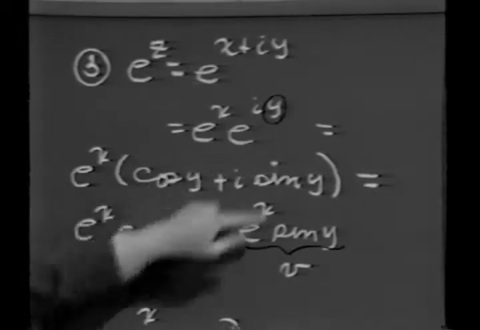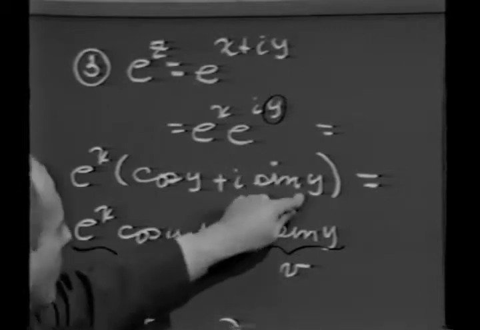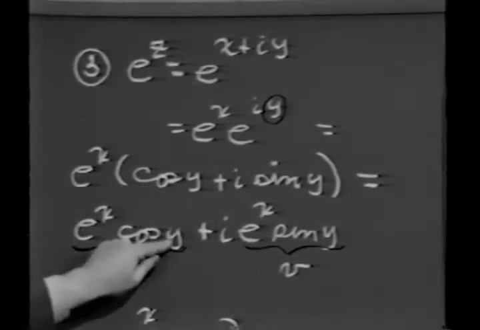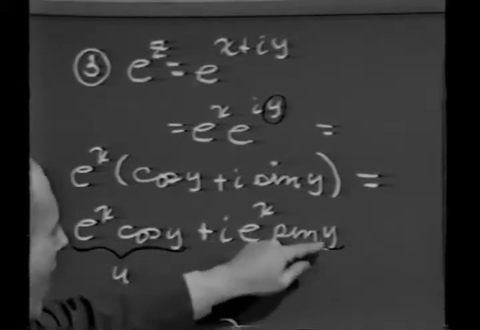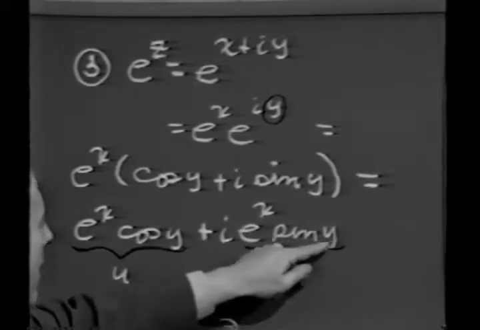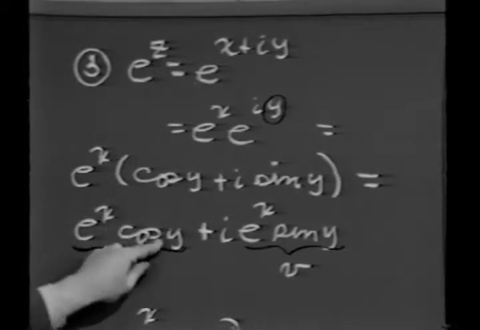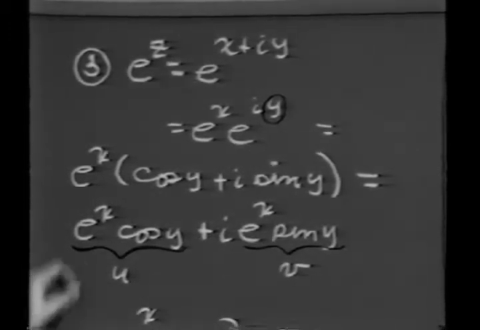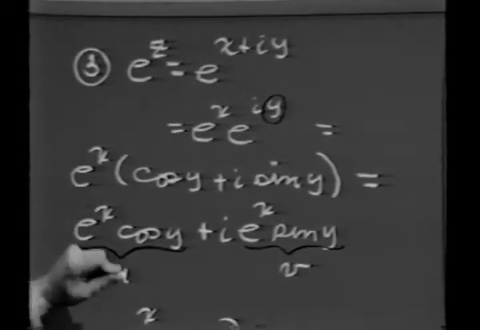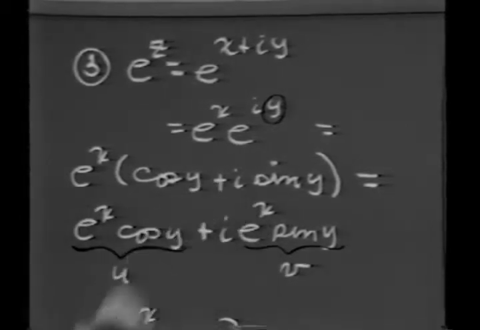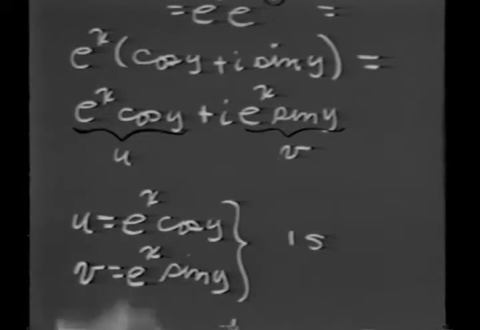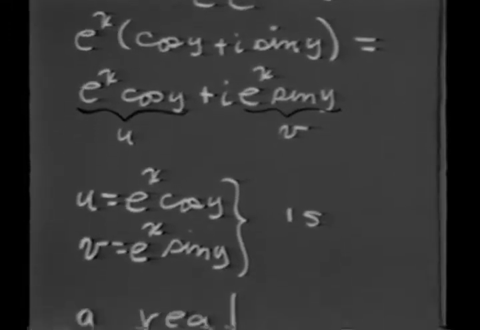E to the iy is cosine y plus i sine y. Multiplying this out, e to the z is e to the x cosine y plus i e to the x sine y. The important thing being that because y is real, e to the x cosine y and e to the x sine y are both real. And consequently, if I let u denote the real part and v denote the imaginary part as usual, what I have is that u equals e to the x cosine y, v equals e to the x sine y, must be a real conformal mapping.